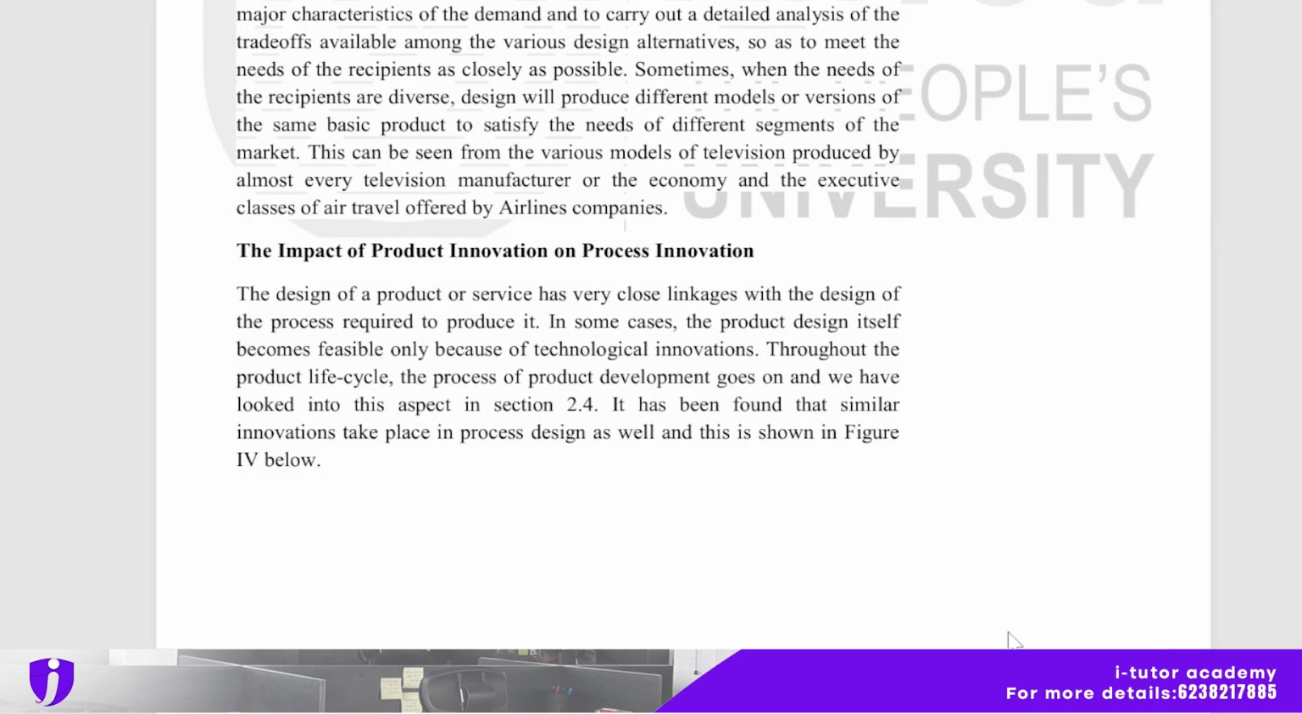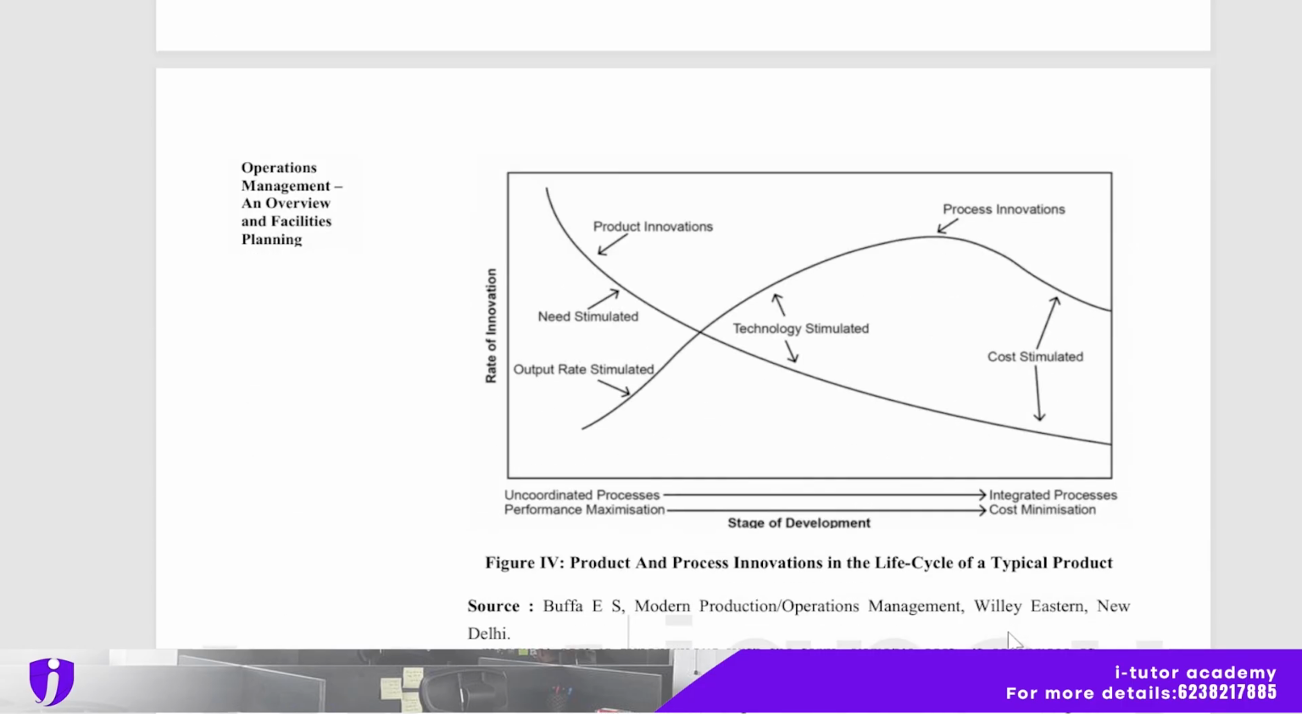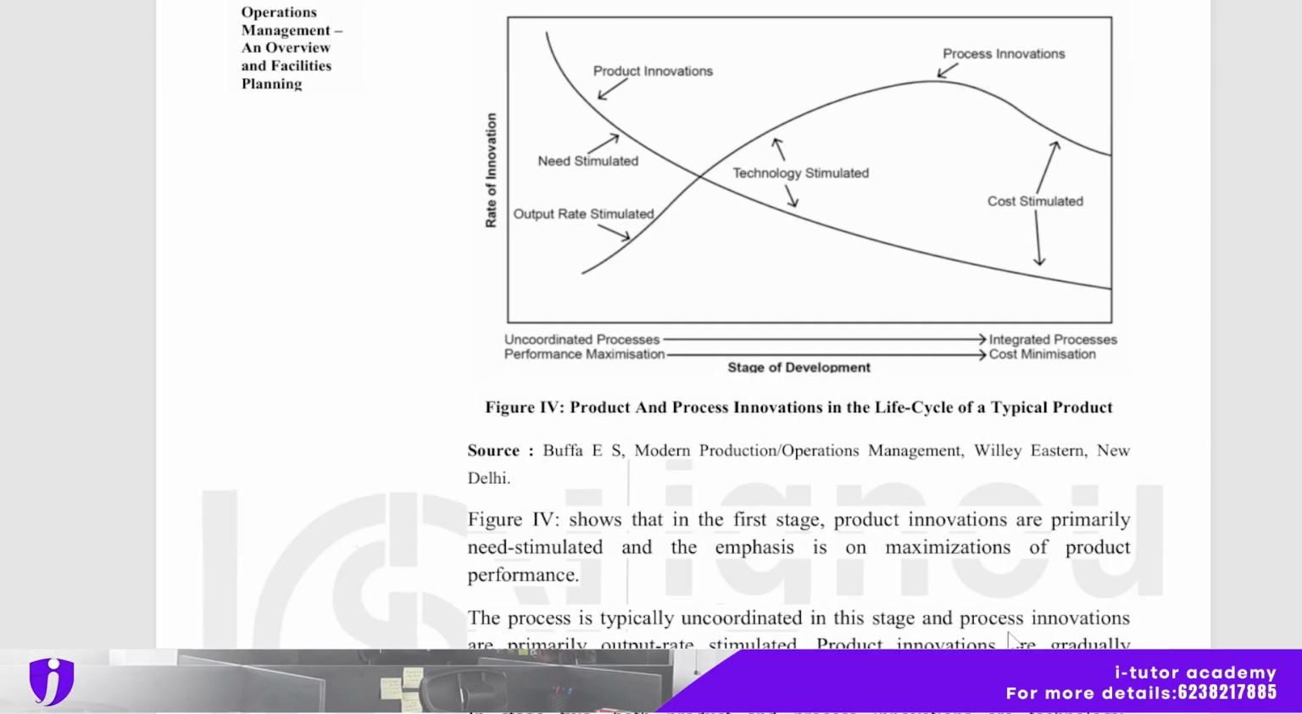The impact of product innovation on process innovation. The design of a product or service has very close linkage with the design of the process required to produce it. In some cases, the product design itself becomes feasible only because of the technological innovations. Throughout the product life cycle, the process of product development goes on, and we have looked into this aspect. So in section 2.4, it has been found that similar innovation takes place. So here is one figure, please refer to this. Okay, this is a product and process innovation in the life cycle for the typical product. Please refer to this. Okay.